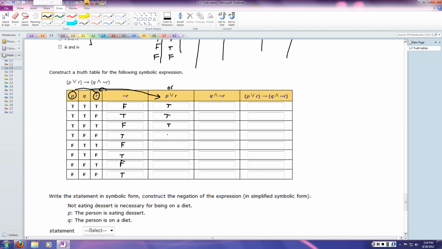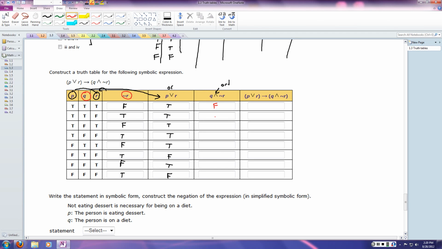True false would be true, false true would be true, false false would be false, false true would be true, and false false would be false. So now I look at Q, and this would be an and, not R. So I look at Q and not R. Again, it helps with my fingers if I put my fingers right on those columns and trace it down. So here I have true and false, so that's false because I'm using the word and.